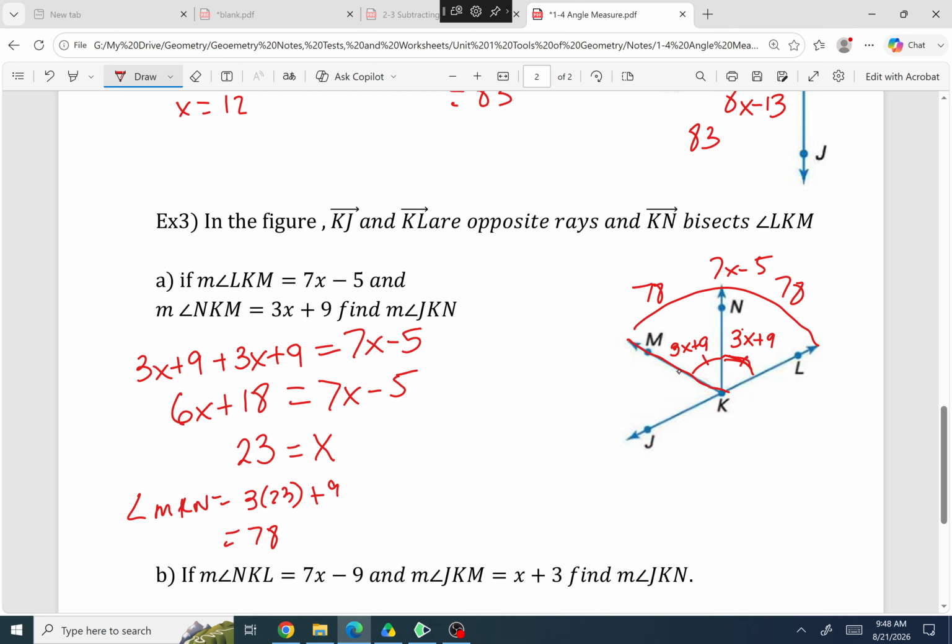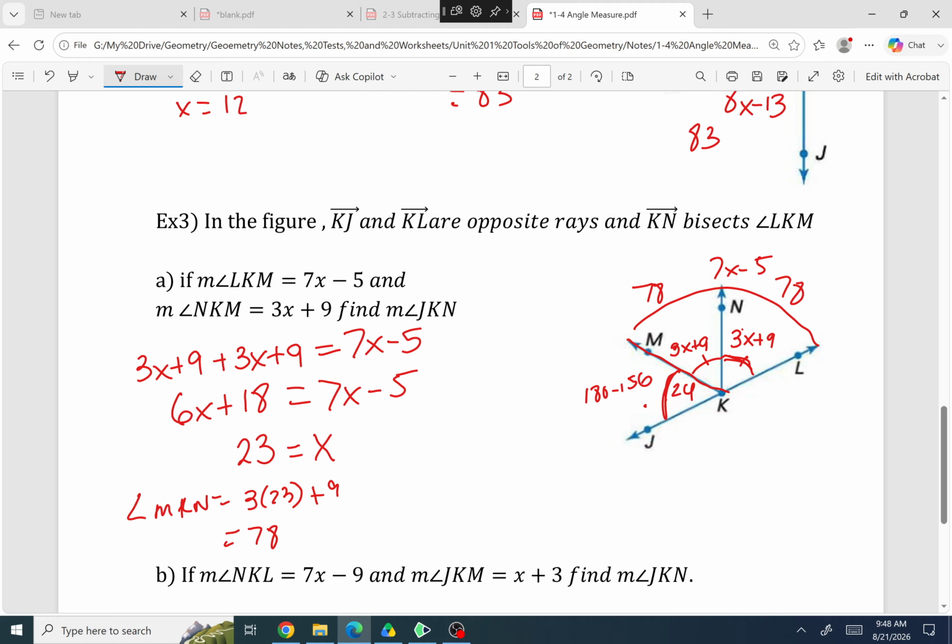Can I then figure out what this one is? Well, yeah, it would be the rest of 180, right? So what's 78, 78? 140, 156? 156? So if I wanted to find that one, this would be what? 180 minus 156. Everybody okay with that? So this one's 24.